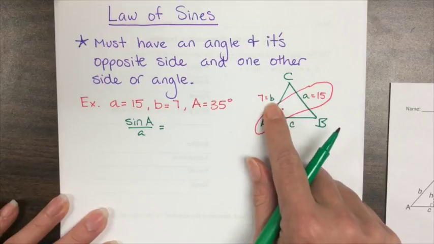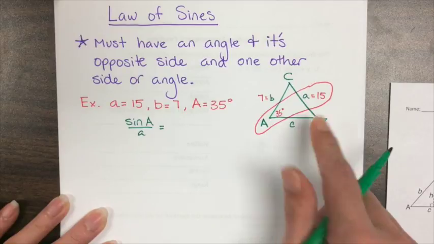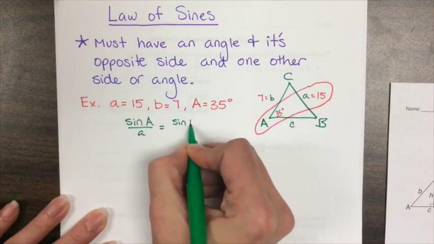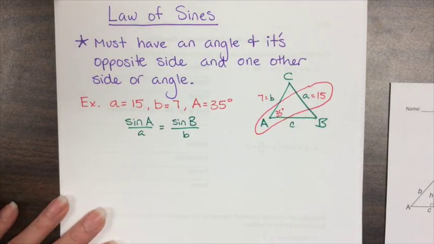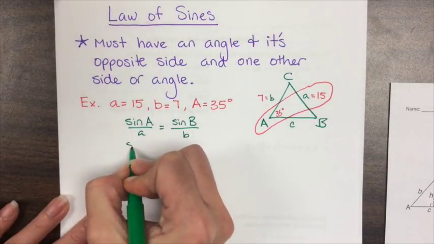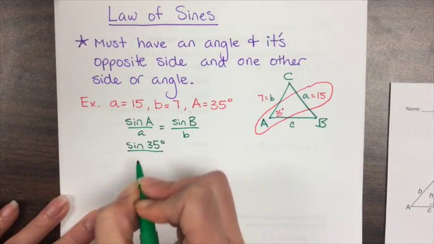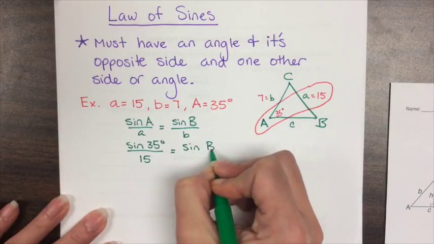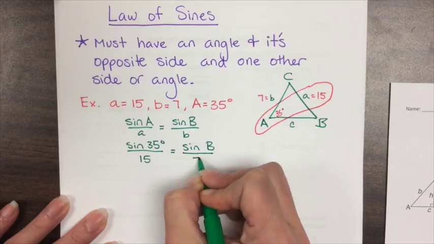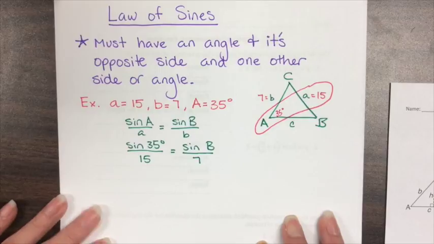Now, we are going to use B because that's what we have a piece of information given to us on. So we're going to use sine of B over side B. Now let's plug in what we know. And so what we know is sine of 35 degrees over 15 equals sine of, and we do not know this angle, that's what we're going to look for, and side B is 7.